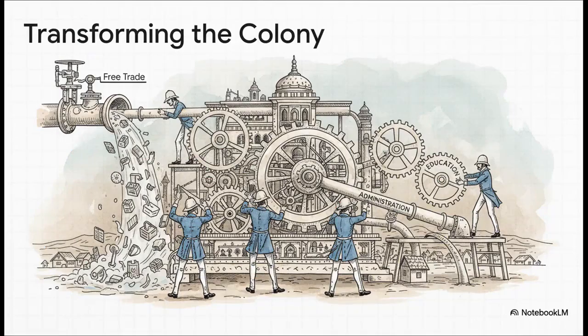Now, the crucial point here is that this new model couldn't just skim off the top like in stage one. Oh no. It required a radical top-to-bottom transformation of the entire colony. So-called free trade was used to open the floodgates for British products. The administration had to expand into every village to get raw materials out and sell goods back in. Even language and education were re-engineered, all to create a class of low-cost local clerks to run the whole system.